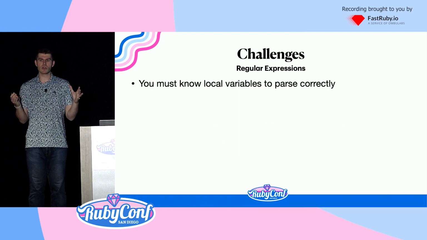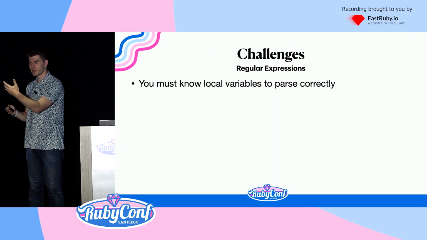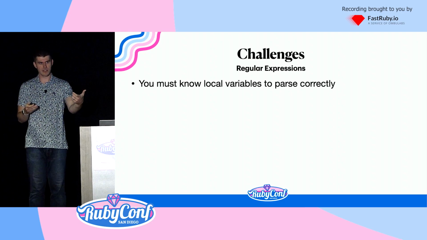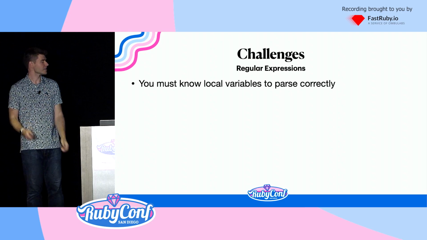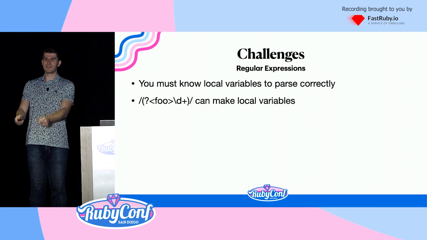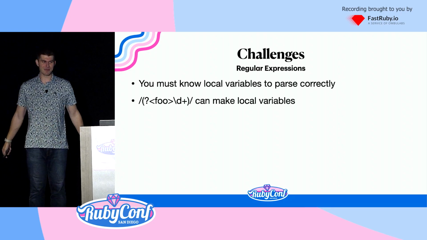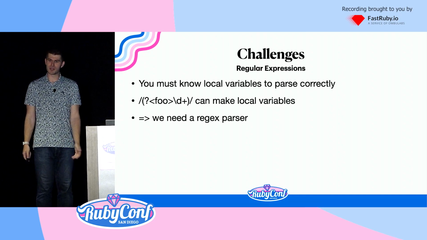Regular expressions. You have to know all local variables in a given scope to parse correctly, because as we know in Ruby, local variables can be confused with method calls. So you have to know what local variables are available. Regex can introduce local variables through named capture groups. So we built a regex parser.